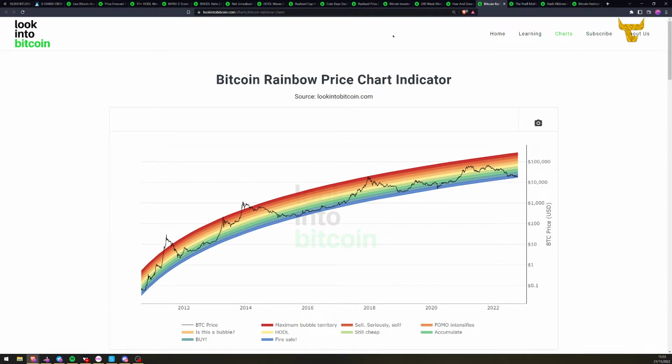So at the same time, we already did here as well. Bitcoin rainbow, so that's similar to a logarithmic curve. It's just a logarithmic curve, and we're rather at the low.